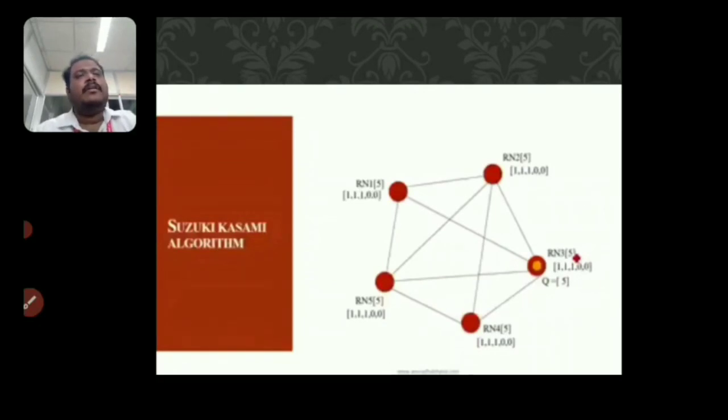Okay, so this is called a token based algorithm, the Suzuki-Kasami broadcasting algorithm. It is an algorithm which is fully dependent on a token. So thank you.